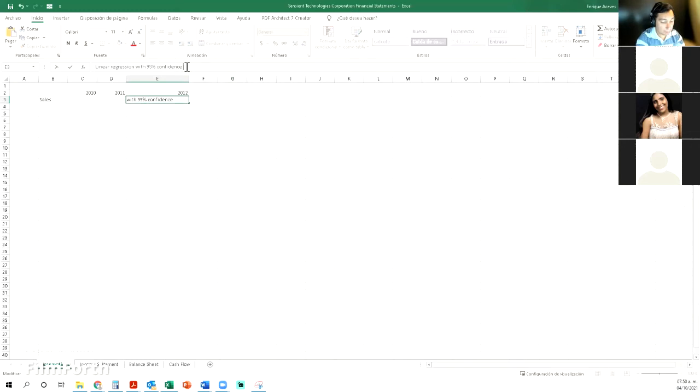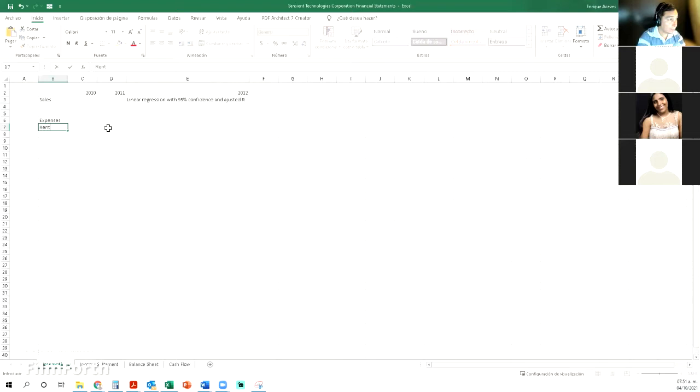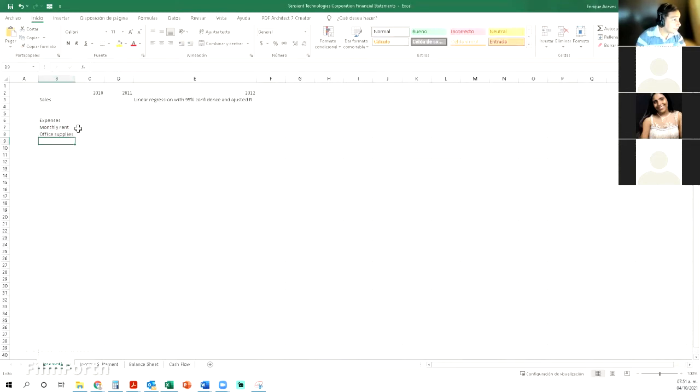And adjusted R. You can even put the linear regression, but in the level of expenses, you will have your monthly rent, your, I don't know, office supplies, and that stuff is usually a fixed component, guys.